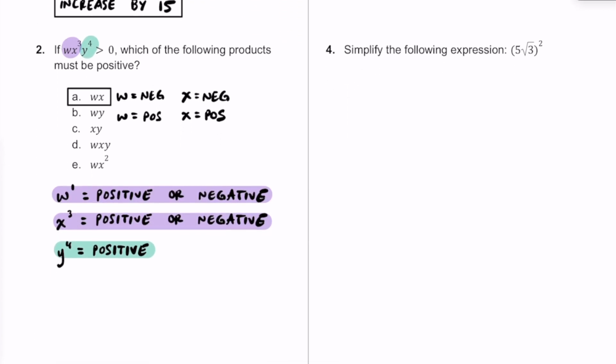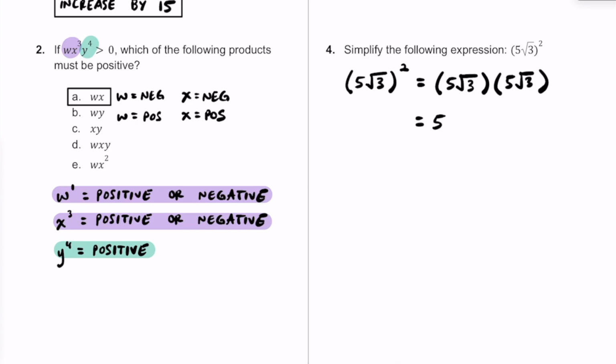Moving on to number 4, we see that we need to simplify the following expression, and it looks like we have a radical expression here. So when we see this expression, what we're going to do is go ahead and expand it to make it extra clear. This means 5 times the square root of 3 multiplied by another one of these, 5 times the square root of 3. So it looks like everything is really just being multiplied together here, right?